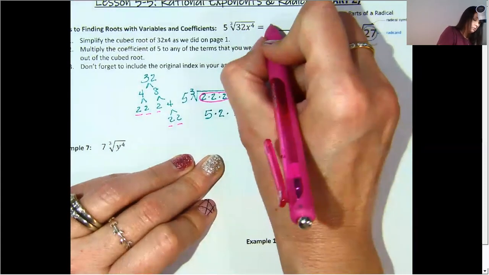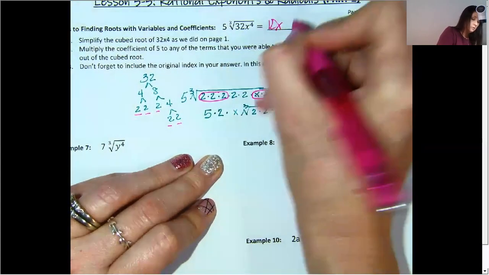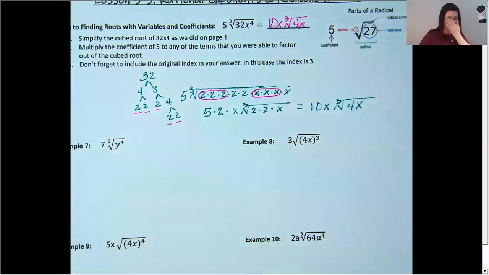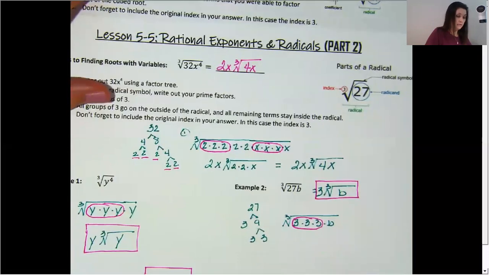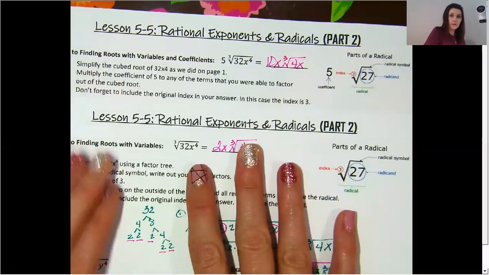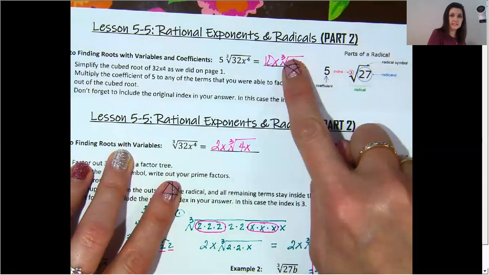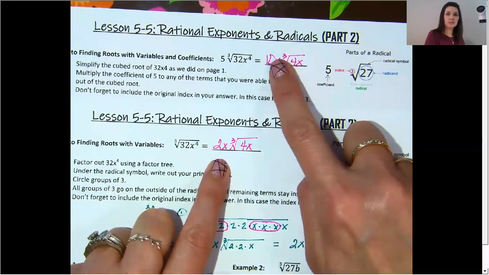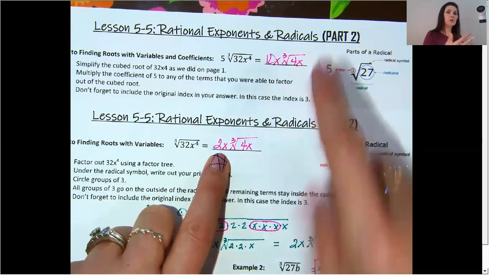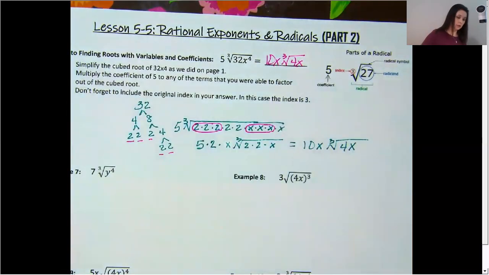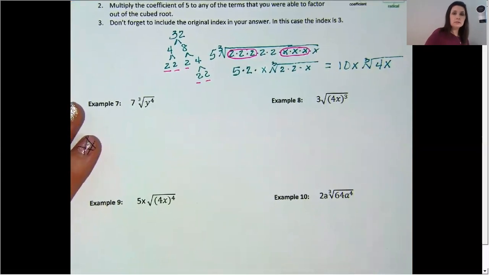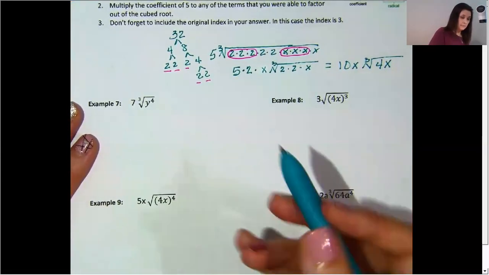So I'm going to write that up here. 10x cubed root of 4x. Now let me show you something. If you look at page 1, this is page 2 right here that we just did, 10x cubed root of 4x. Notice the difference from page 1 is that we multiplied the 2 times 5. That's all you're doing. It's the only additional step in this section. So in this lesson, we've added variables and we've added coefficients. Okay, so let's go ahead and solve some of these.